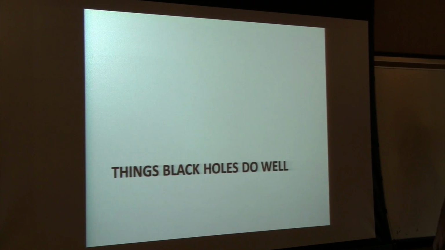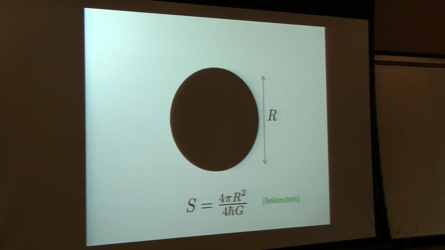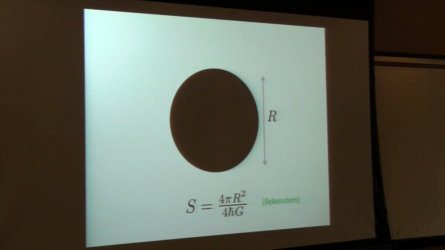So, let's start off with things black holes do well. Here's a black hole. It has a radius r, so I'm thinking about flat space so far. And we know from Bekenstein that this black hole has an entropy, and its entropy is proportional to its area in Planck units. That's what this formula says.